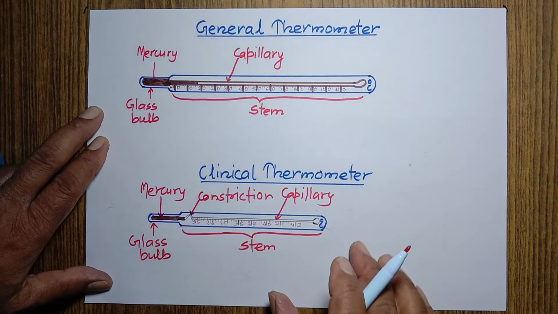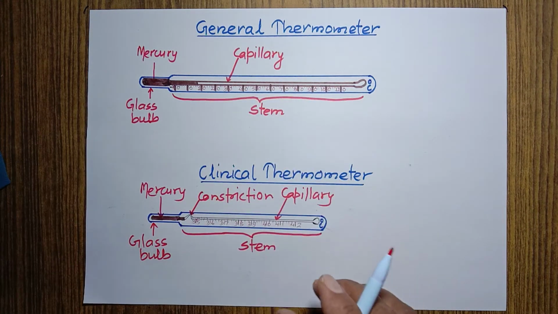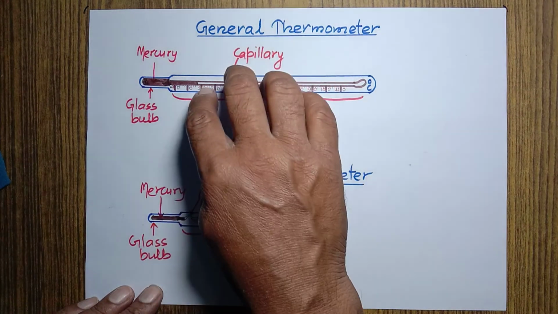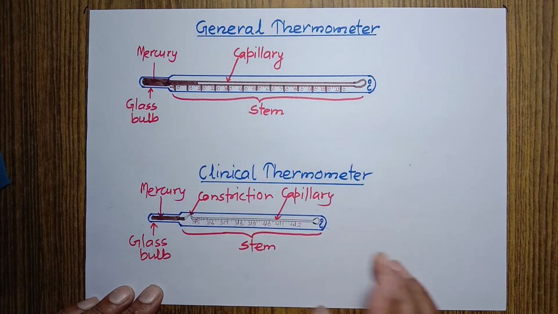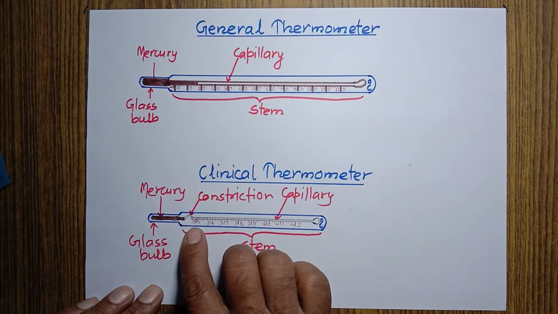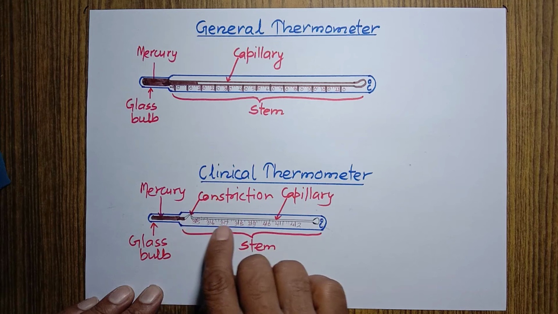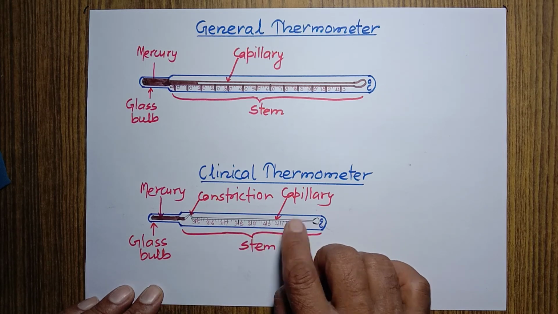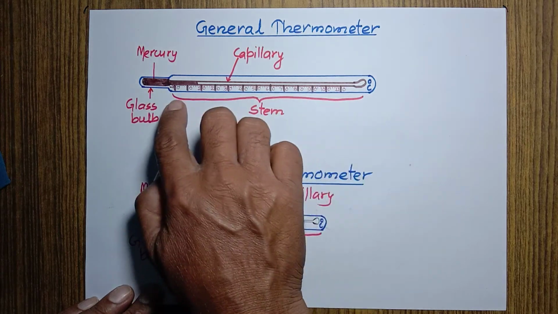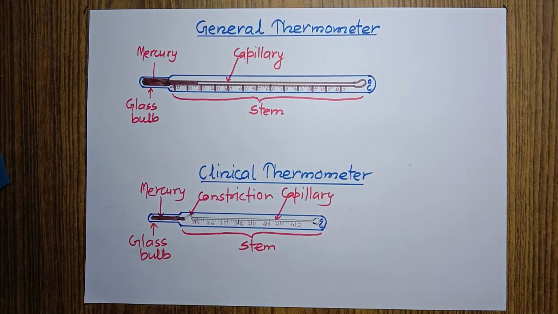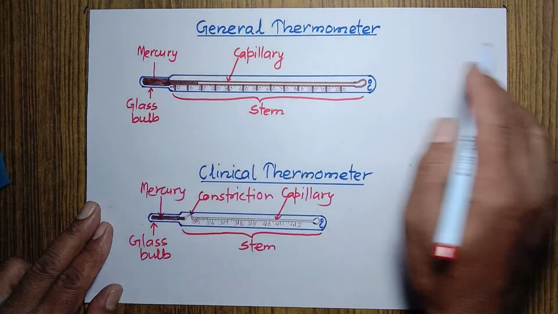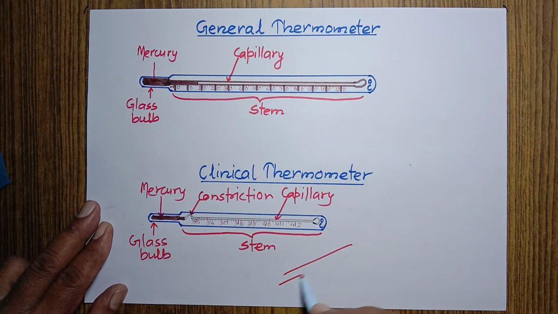We are comparing here, that's why we are saying small and big, but in the absence of this, we only have to make this. Sometimes we have to make only the general thermometer, sometimes only the clinical thermometer. So we have to take care about this constriction and the temperature scale. And here there is no constriction and temperature scale. Okay, this much for today. Our target was to draw the general thermometer and the clinical thermometer, and it is achieved.